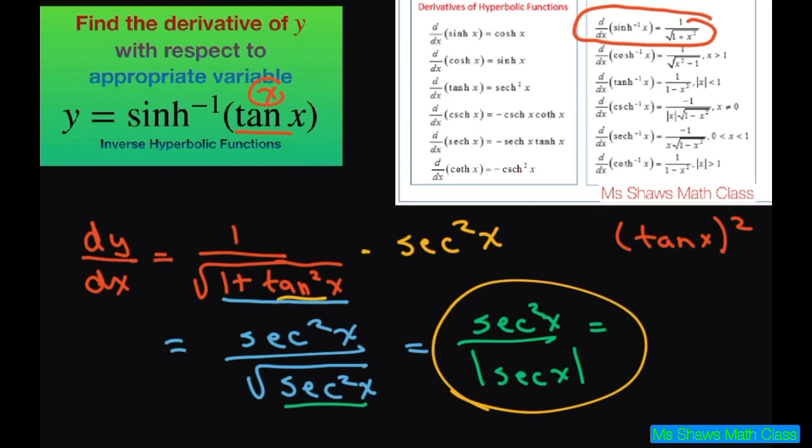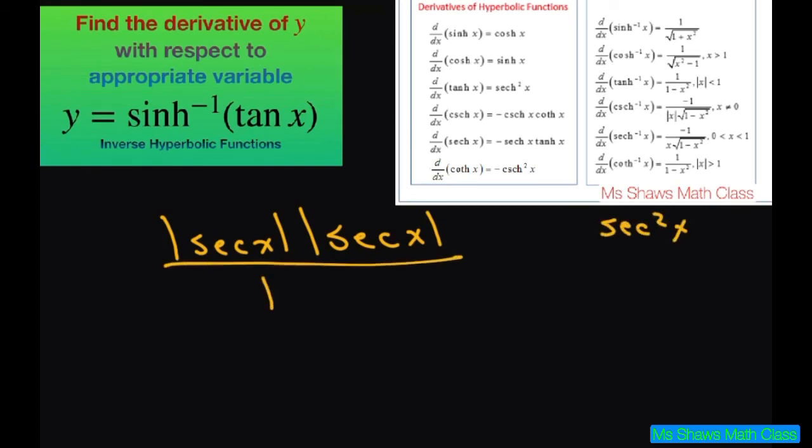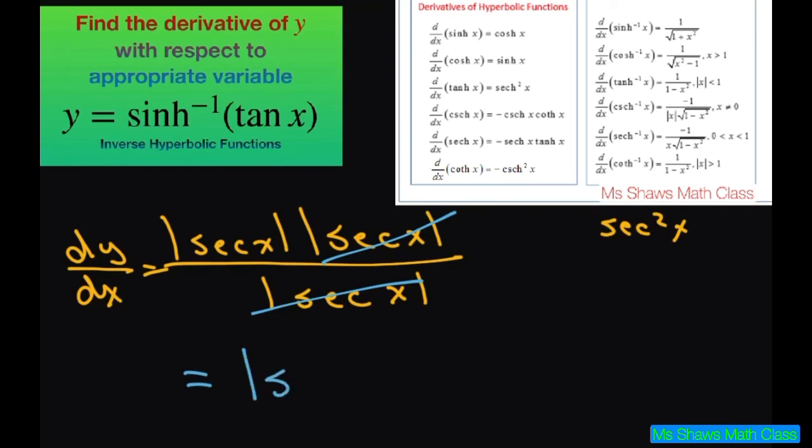All right. So now we're going to have the absolute value of secant x times the absolute value of secant of x. That was what we had for our secant squared of x there. And the denominator, we already had the absolute value of secant of x. This is your dy/dx. Now, these cancel, so your final answer is the absolute value of secant of x.